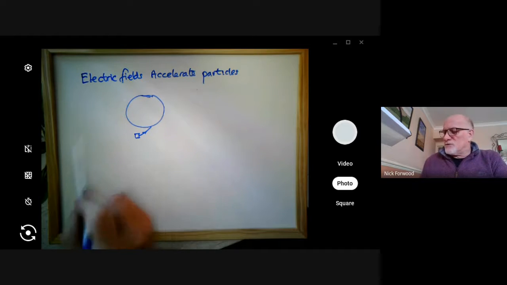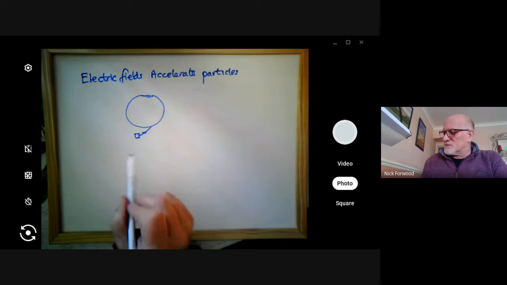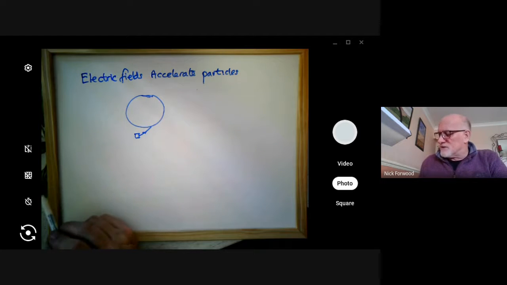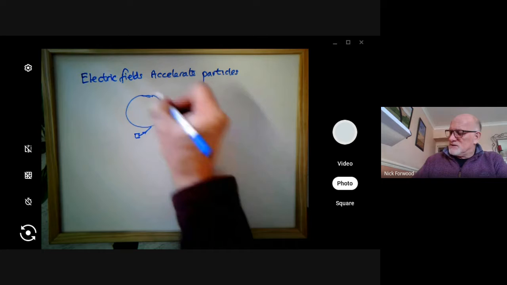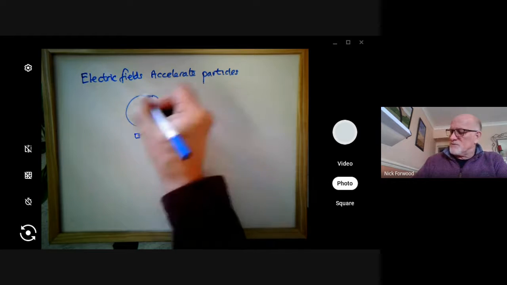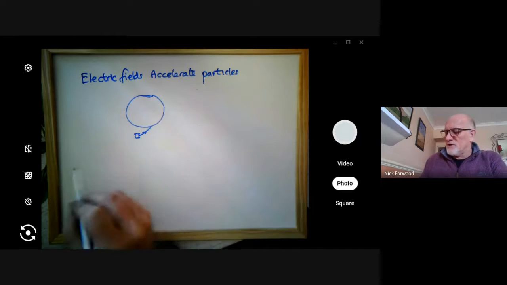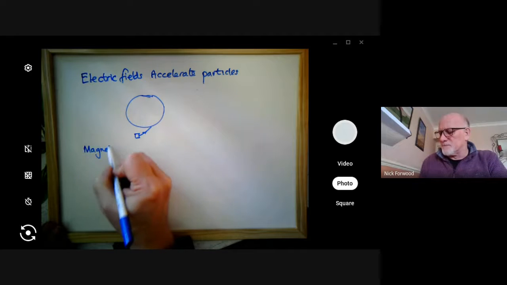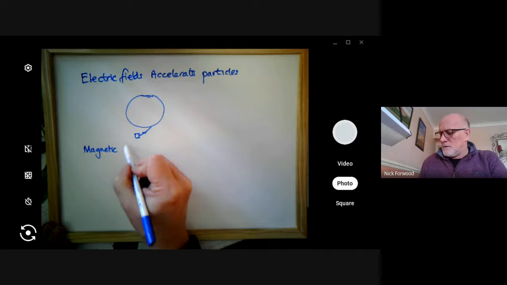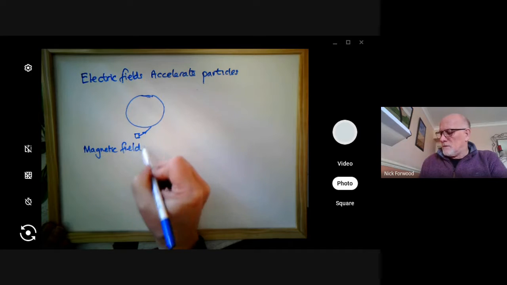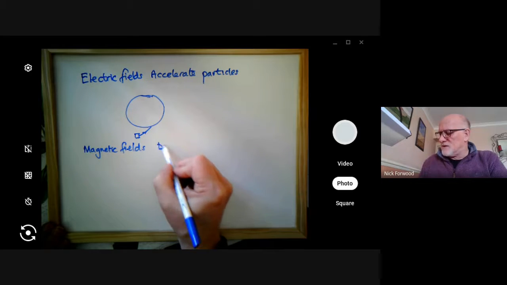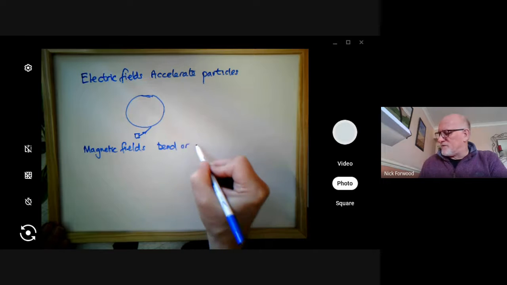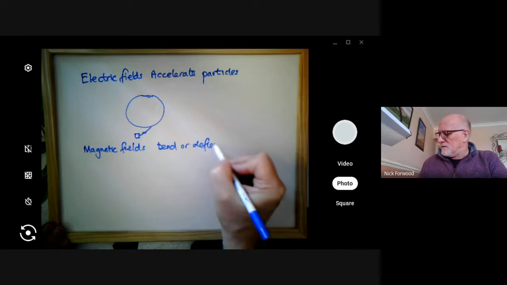So although the electric field will accelerate particles, all they'll do is accelerate in a straight line. So what we need is some way of getting the particles to go round in a curved path. And that's what the magnetic fields do. The magnetic fields bend or deflect particles.